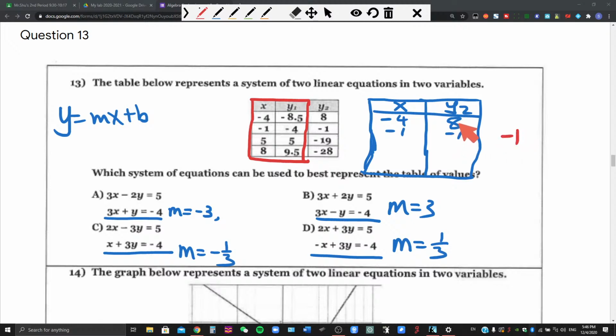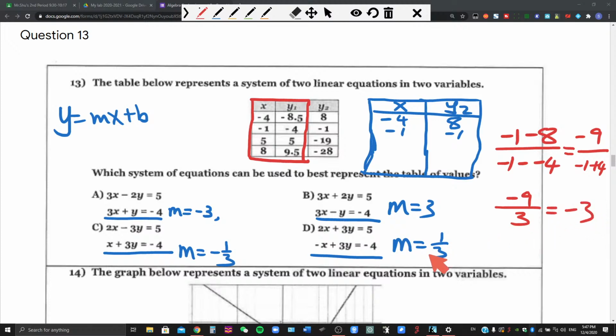Second y subtract first y over second x subtract first x. Negative 1 subtract negative 4. Okay, be careful with that. Negative 1 subtract negative 8. So on the top, this is going to be negative 9. On the bottom, this is negative 1 plus 4, or just positive 3. So it's going to be negative 9 divided by positive 3. And the slope is negative 3.